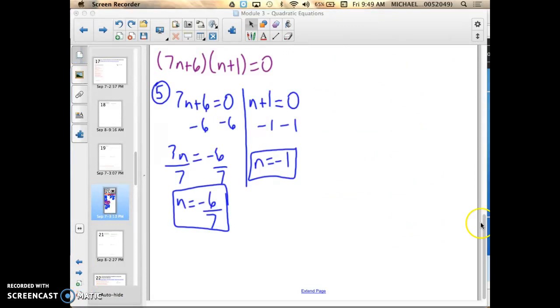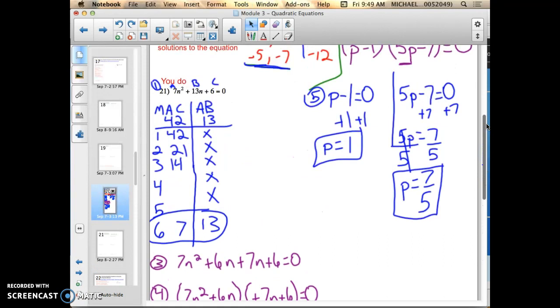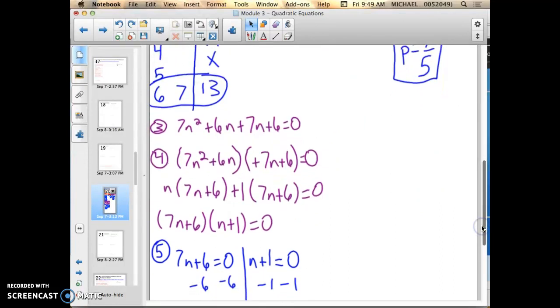At this point, you should have paused this video and tried this example number 21 on your own. If you notice, it's already in standard form. I didn't have to do step 1. Step 2 is the MACAP T-chart. I showed 1 through 6. I've divided 42 by 1 through 6, and I found that 6 and 7 are the factors. Step 3, I split up the b term into my factors.